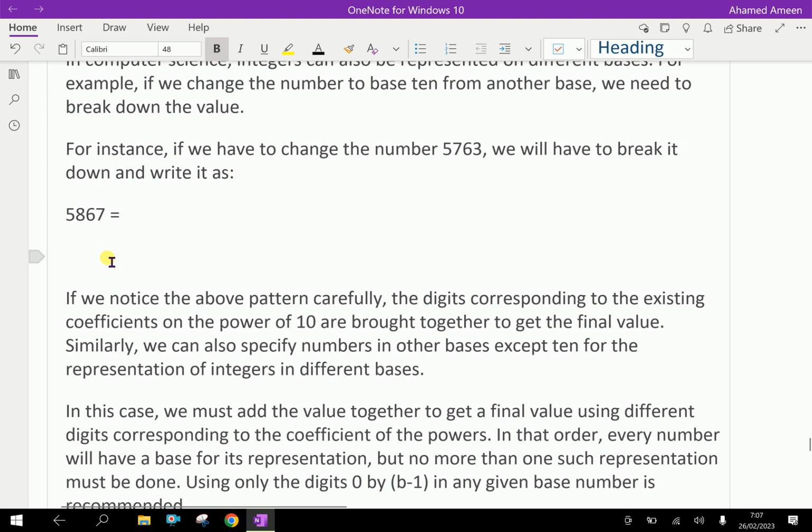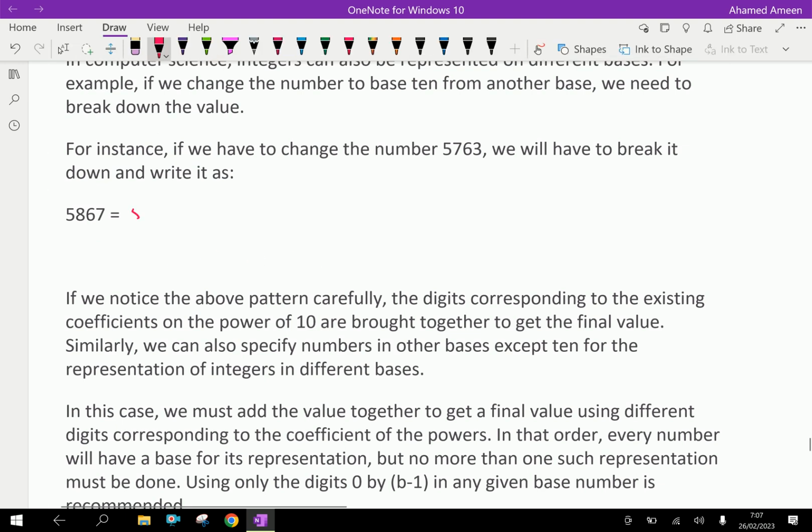Look at 5867. It can be represented as 5000 plus 800 plus 60 plus 7. Further, this is 5 times 10 to the power 3, plus 8 times 10 to the power 2, plus 6 times 10 to the power 1, plus 7 times 10 to the power 0. Each position has its own value.